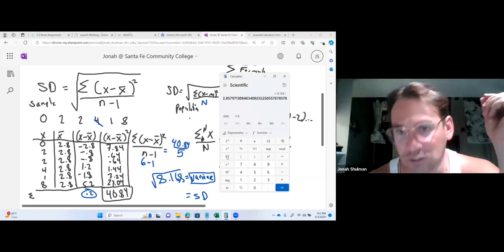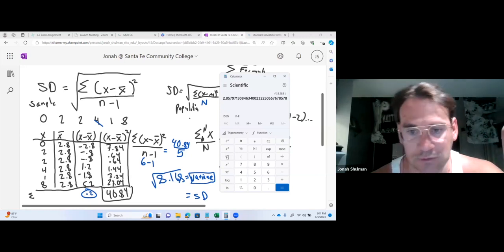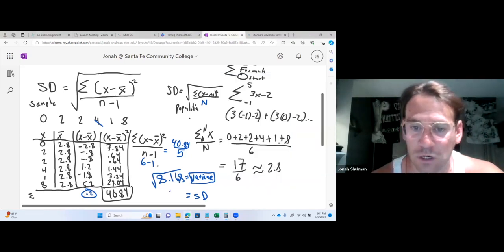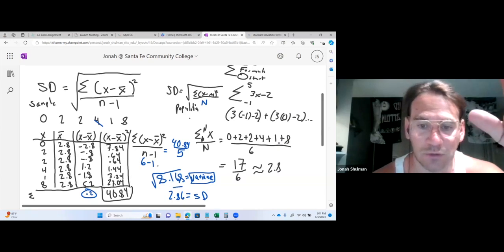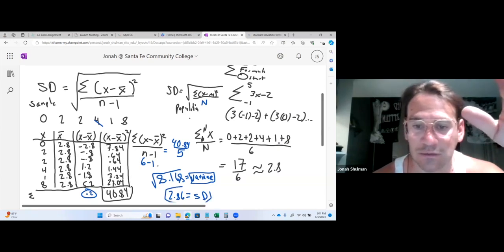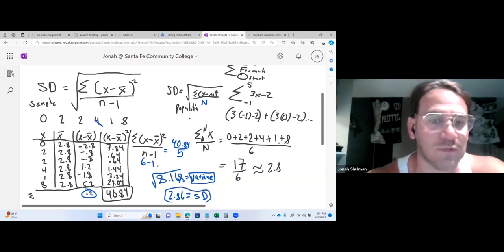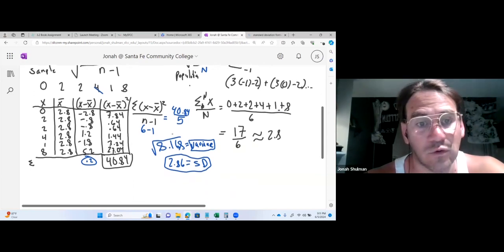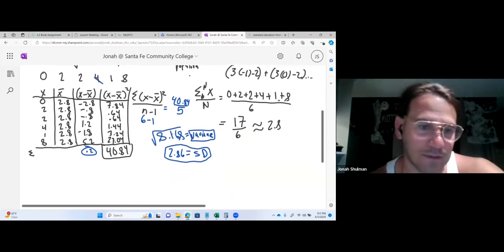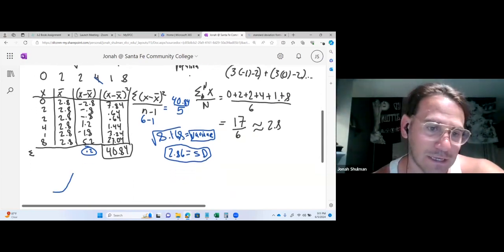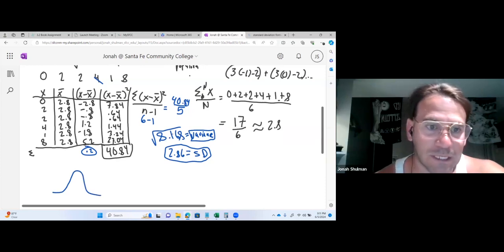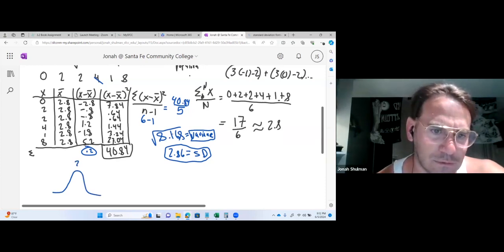Our standard deviation is 2.86. We'll see how close we are because I rounded the mean to make these numbers a little bit easier to work with. But basically, I'll show you a picture of exactly what this means, which is kind of cool. So let's say this was our data. It's not really our data, but that's fine. We have a mean of 2.8.